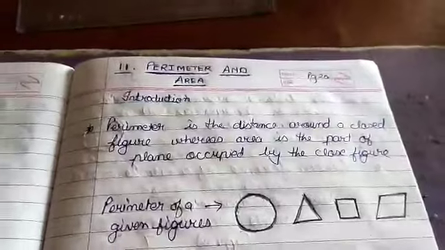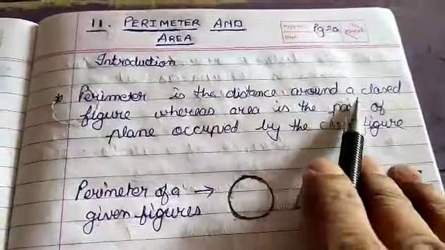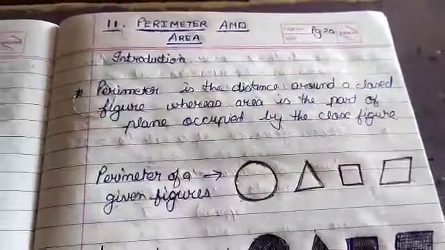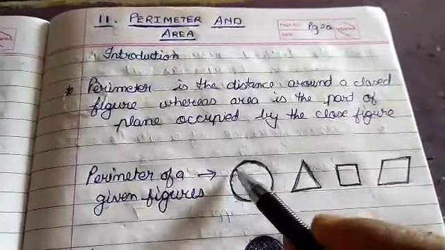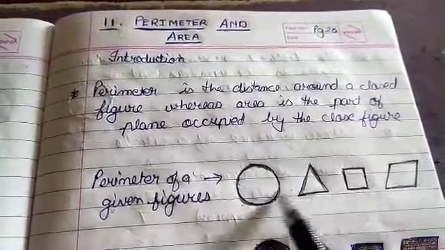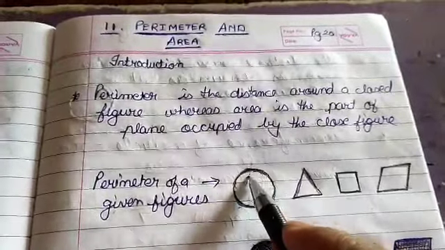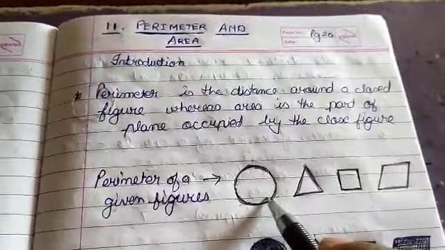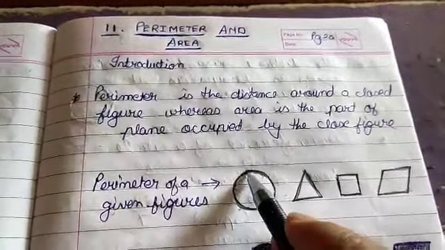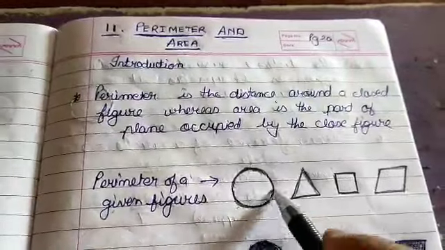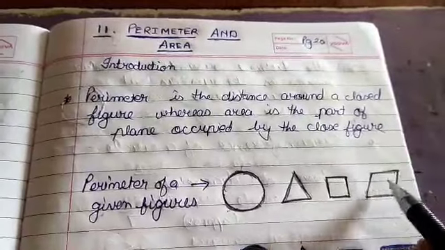Now dear student, let us see what is perimeter. First understand, perimeter is the distance around a closed figure. This is one kind of closed figure. See here, different kinds of closed figures are there. If we start from here, the distance covered around a closed figure is the perimeter of a circle. This is a triangle. This is a square.